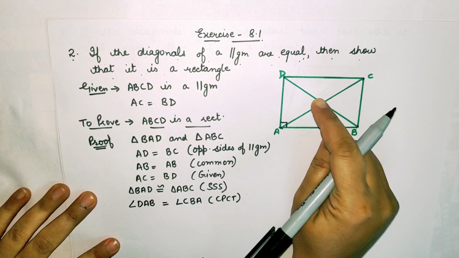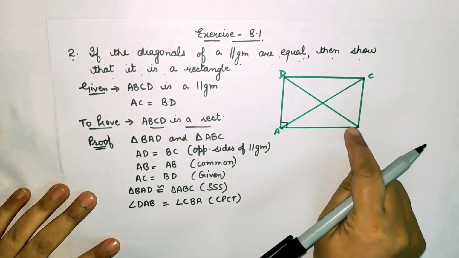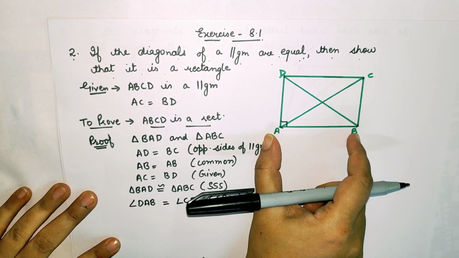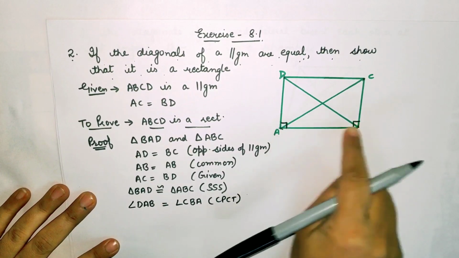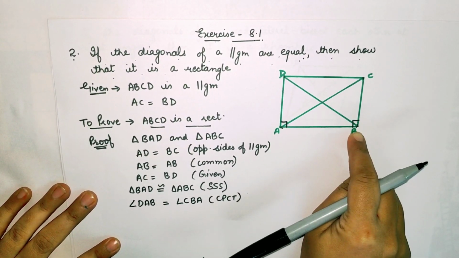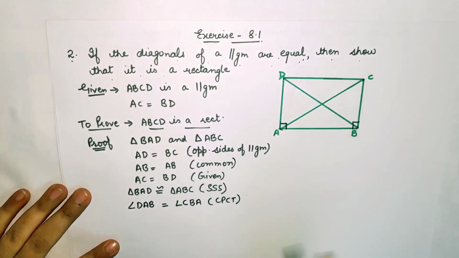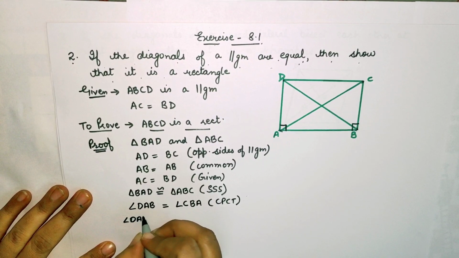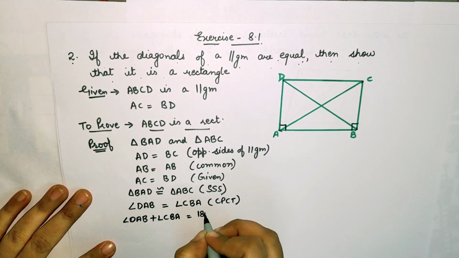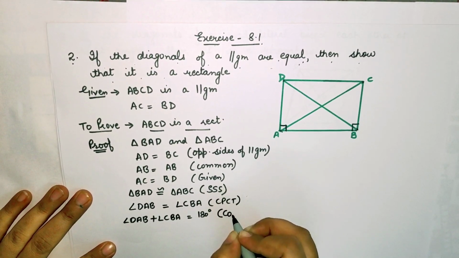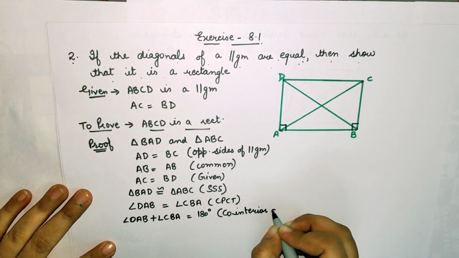Now we know that DA is parallel to CB and AB is a transversal. What does it mean? That the sum of these two angles, angle A plus angle B, is equal to 180 degree because these are co-interior angles. Now angle DAB plus angle CBA is equal to 180 degree because these are co-interior angles.